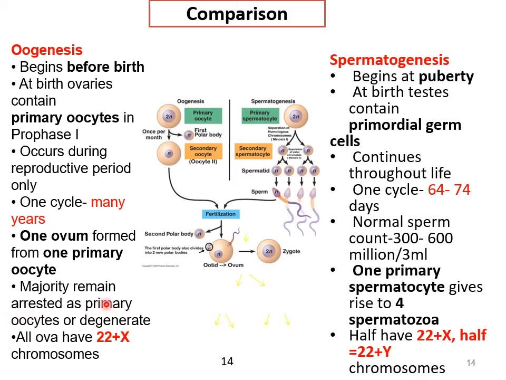Now, the majority of these primary oocytes remain arrested as primary oocytes, as we've said. So this is all repetition, okay? Only if fertilized do they go further. Now, all ova have what genetic combination? All ova have 22 plus X chromosomes, whereas half the sperms will have 22 plus X, and half will have 22 plus Y. So who determines the sex of the embryo? Again, recall.